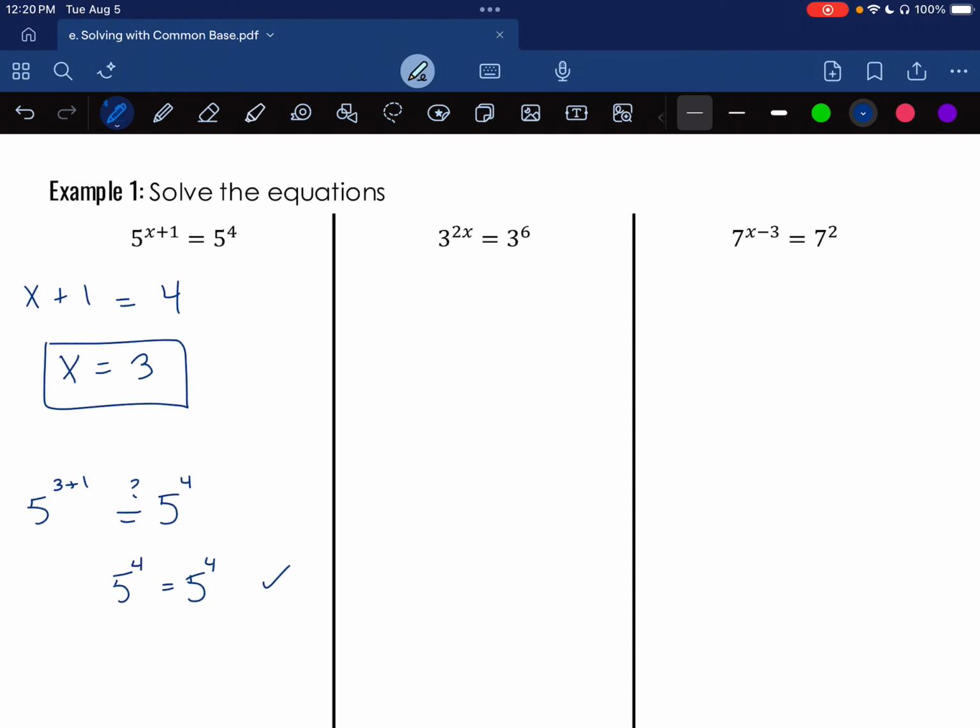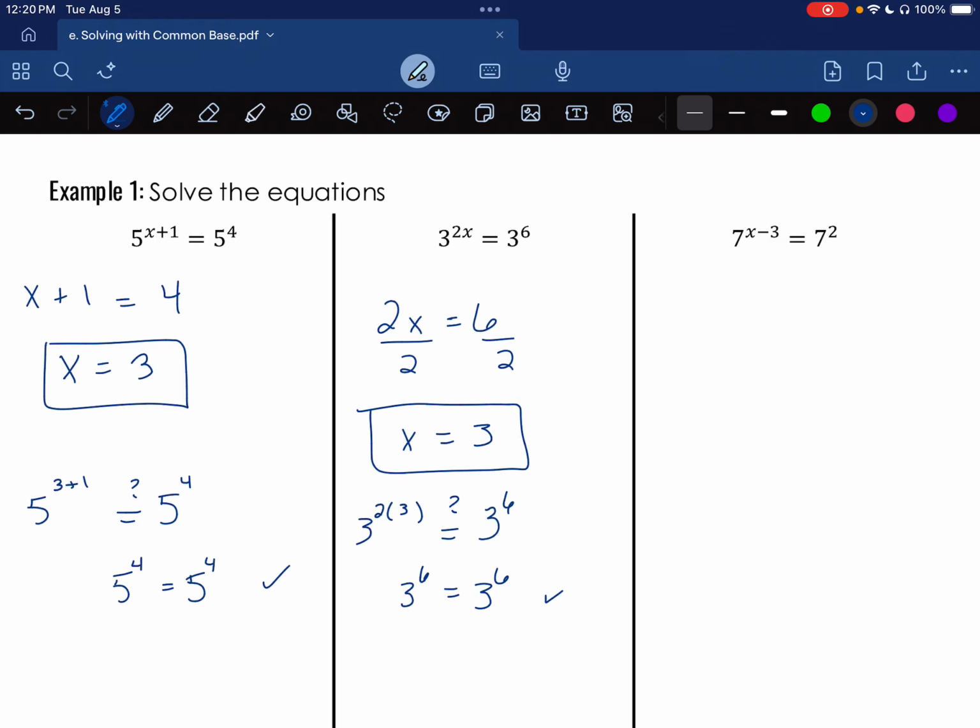Next, we have 3 to the 2x equals 3 to the 6th. If I set my exponents equal, like so, I'll have to divide both sides by 2 to get x alone. I get x is equal to 3. So we have 3 to the 2 times 3. We're hoping that's going to be equal to 3 to the 6th. And of course, 2 times 3 is 6. So this one works out.